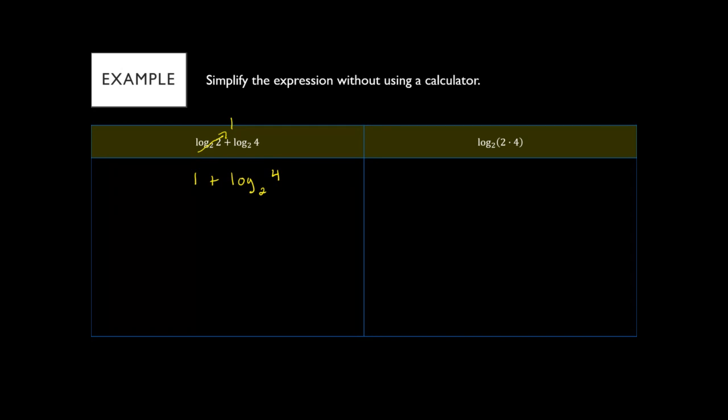So 4 is the same as 2 squared. So we're going to rewrite this as 1 plus log base 2 of 2 squared. Then we can use that property of logs where the log base 2 of 2 cancels out, and we're left with our exponent here, which is 2. So we end up with 1 plus 2, and this simplifies to 3 as our final answer.